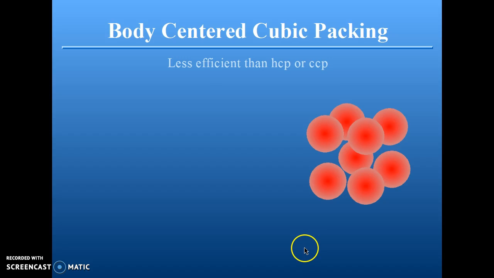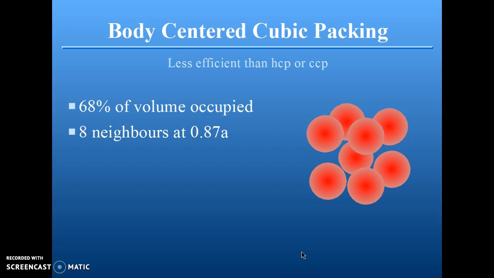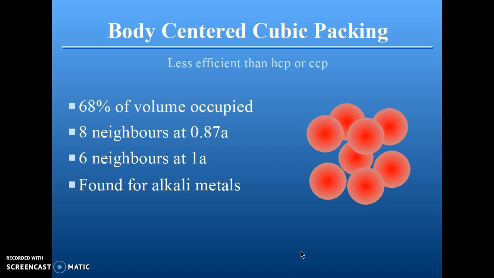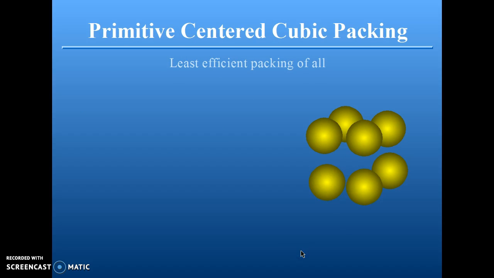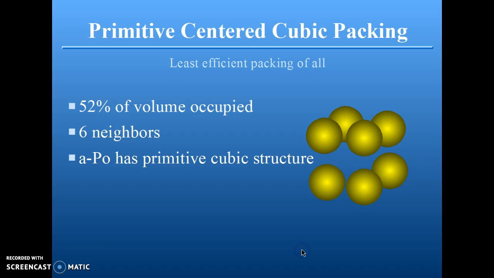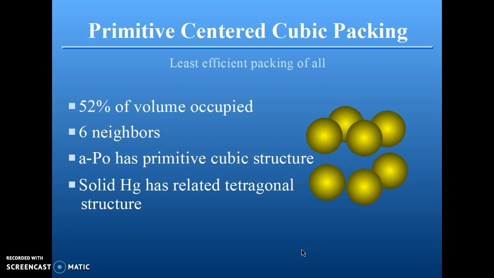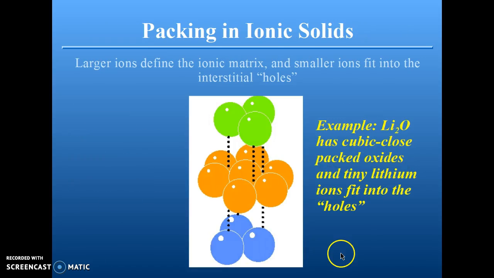The body-centered cubic packing is less efficient than hexagonal closest packing or cubic closest packing. Only 68% of the volume is occupied. You have 8 neighbors, here in this case at 0.87 angstroms, and 6 neighbors at 1. These are found for the alkali metals, so you'd expect sodium to be packed as its metal this way. The least efficient packing of all is the primitive centered cubic packing. 52% occupied, 6 neighbors. Alpha polonium has primitive cubic structure. Solid mercury has a related tetragonal structure.